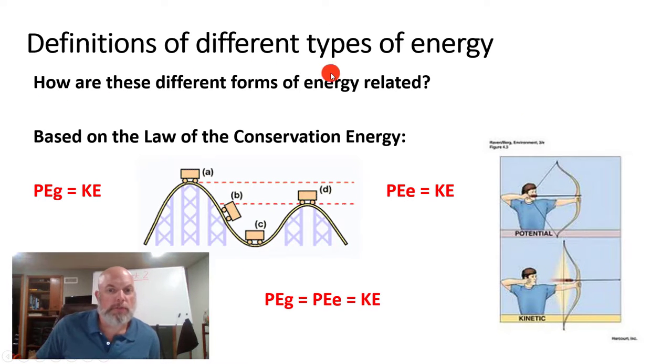So, how are these different forms of energy related? If we look at this right here, this is really summing up everything we've been talking about. If we're starting at A, this little roller coaster has some amount of potential energy because it's up there. When it gets down to C, it's going to have the same amount of energy, but now it's kinetic, because it's all converted into kinetic energy.